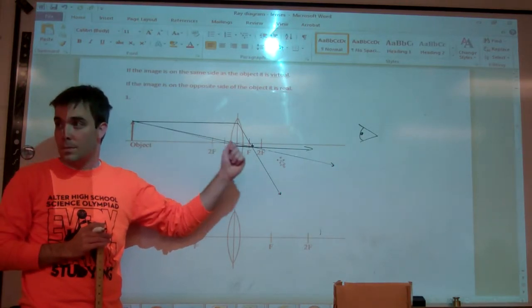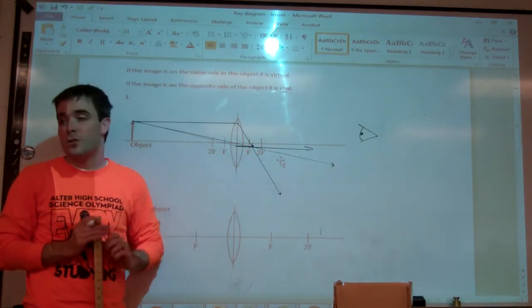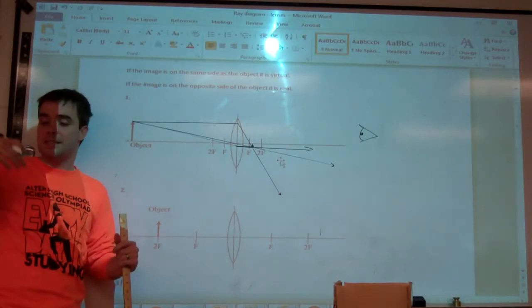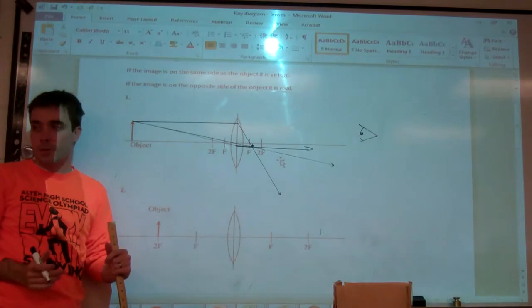Alright. Those are the light rays. So the light's bouncing off whatever the object is here. And these are just sample light rays to figure out where the image is.